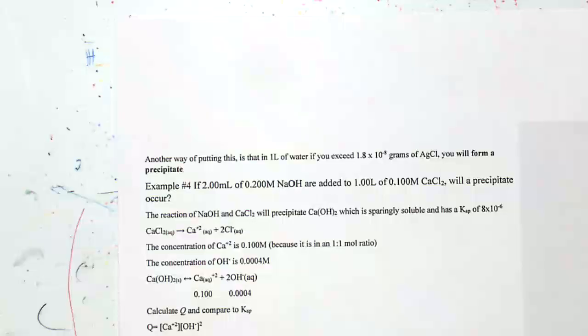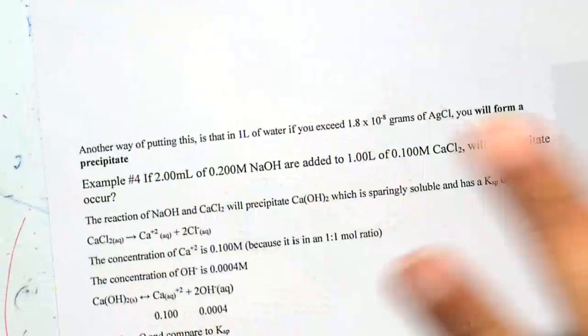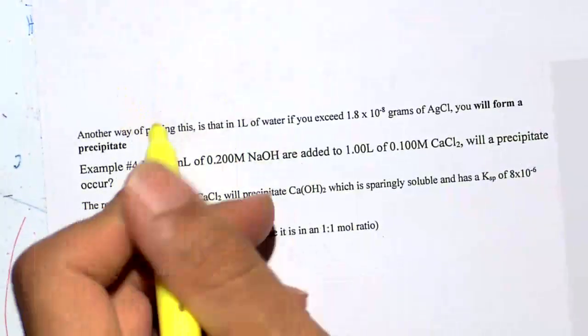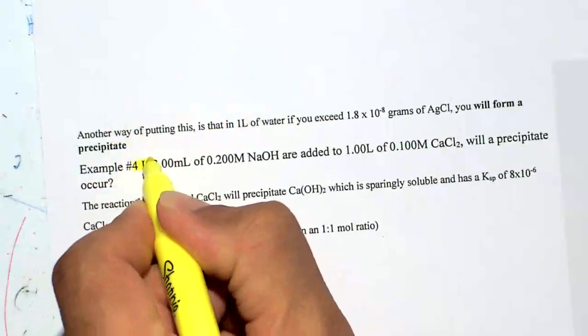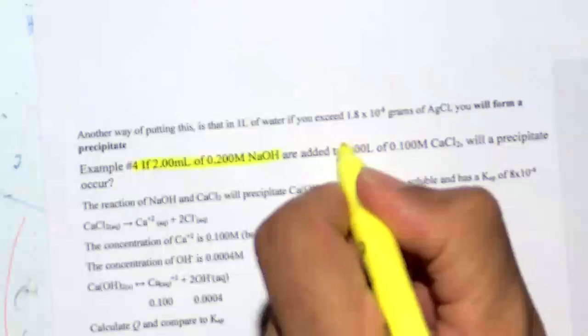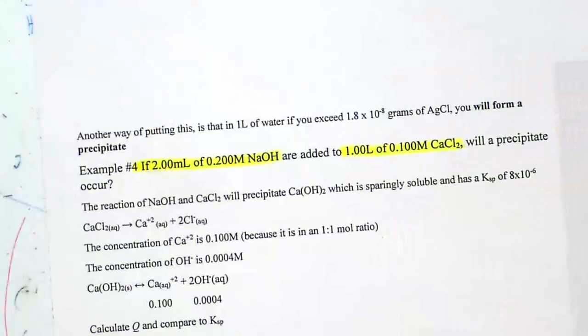Okay, let's do a reaction quotient problem. Follow along with me. Let's do this together here. Something like this will be on the exam. This is page 11 of our notes. If 2 milliliters of a 0.2 molar NaOH are added to 1 liter of 0.1 molar calcium chloride, will a precipitate occur? On the exam, the question is yes or no.